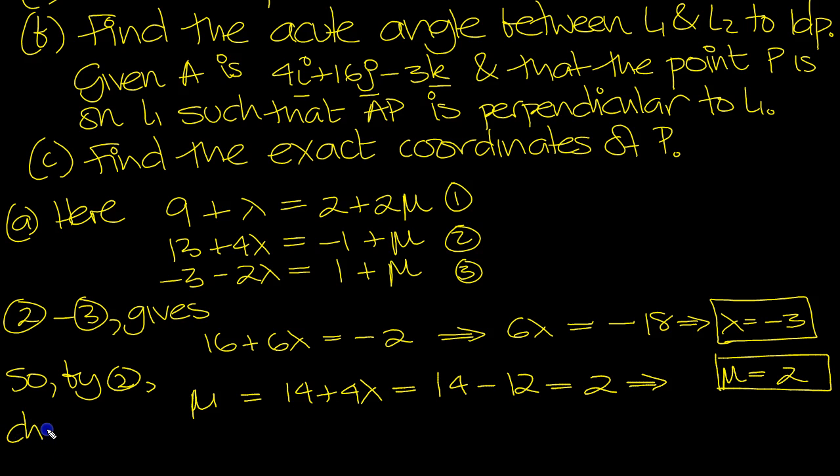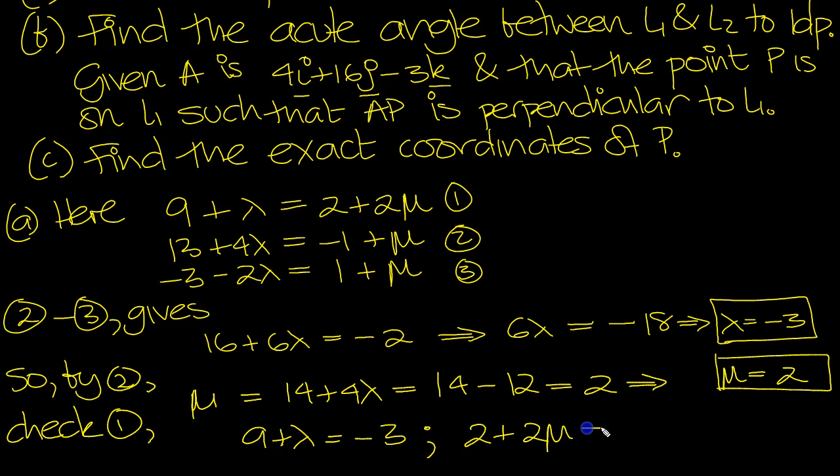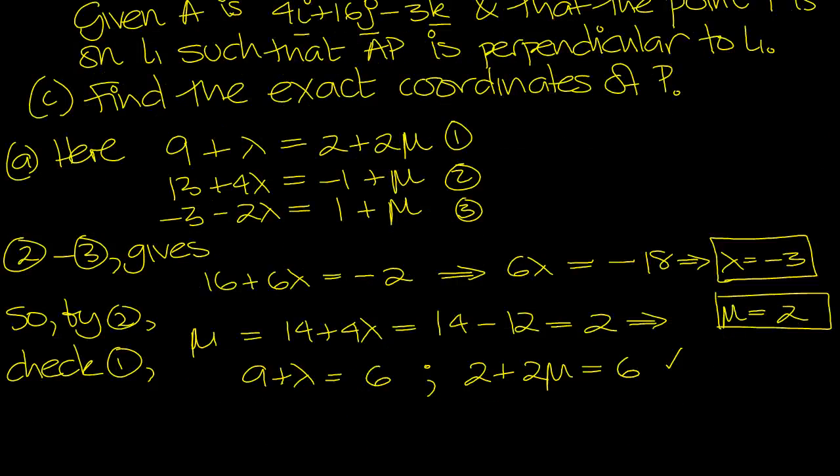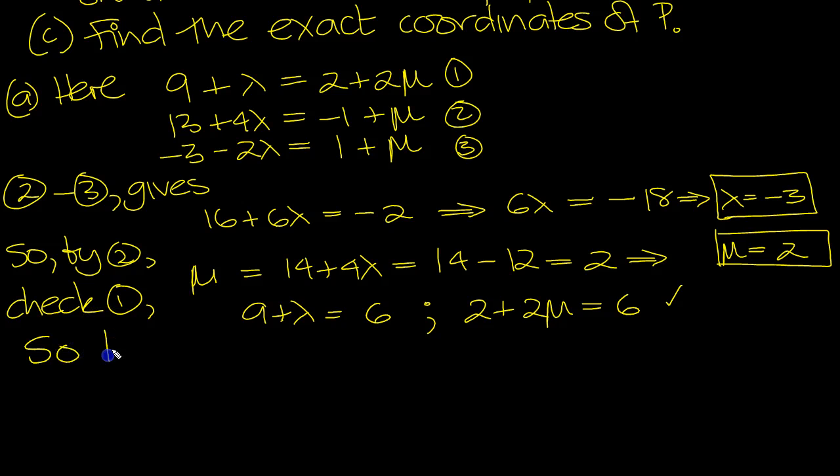Check 1. So let's check equation 1. 9 plus lambda, lambda equals minus 3, that's 6 there. And 2 plus 2 mu is 2 plus 4, which is 6. So the lines intersect because 1 is also satisfied. So lines intersect.